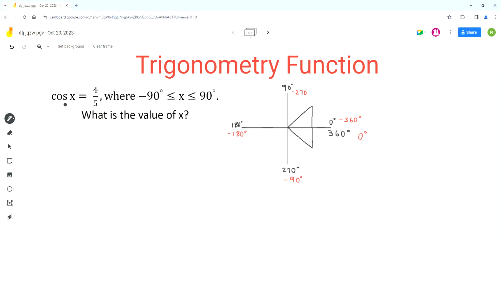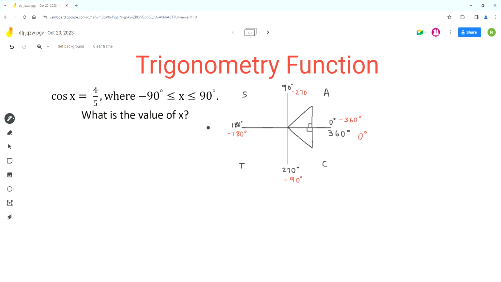Now the given cos value is 4 over 5, which is a positive value. As per the CAST rule, or the ASTC rule, or the All Students Take Calculus rule, cos is positive in quadrant 1 and 4. So that means the solution of this trig equation lies in both quadrants 1 and 4. So there are two solutions for this trig equation, cos x equals 4 over 5. Now we can identify what those solutions are.